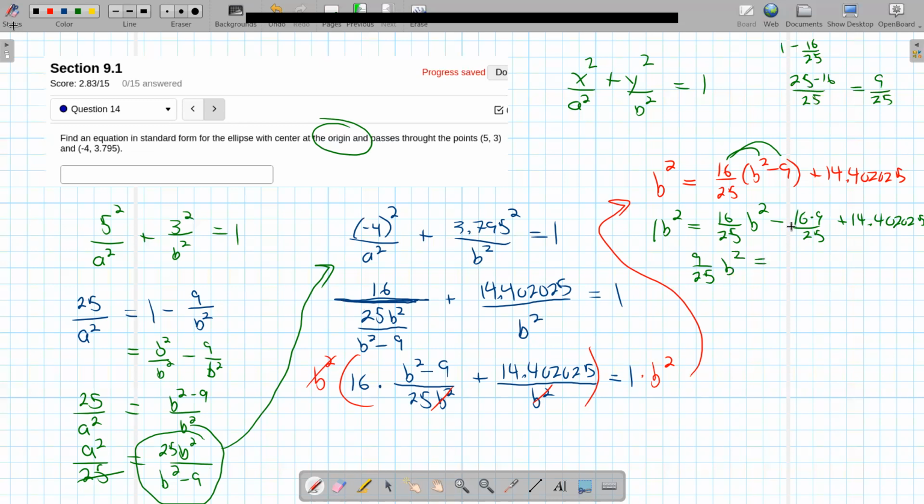It equals this stuff here, negative 16 times 9 over 25 plus the 14.402025. Excuse me, that got messy. And I suppose we can clean up all of that, and then we'll divide by the 9/25 and take the square root. So a little more calculator.